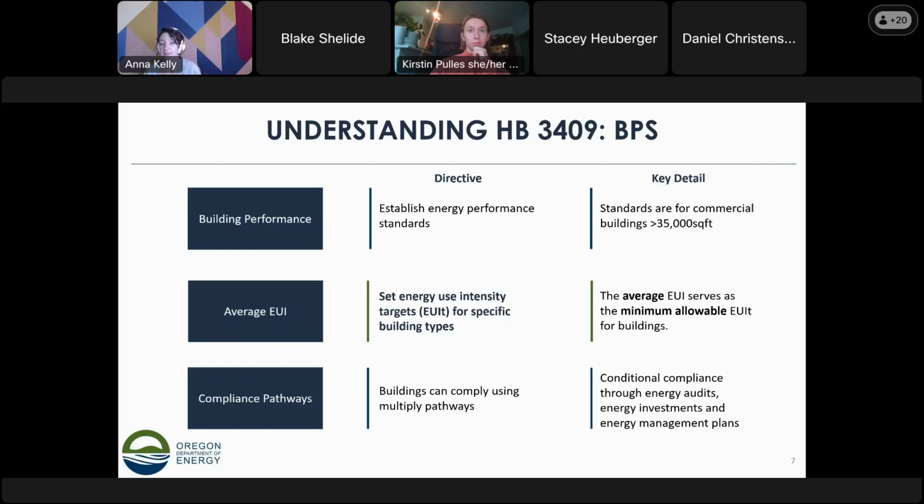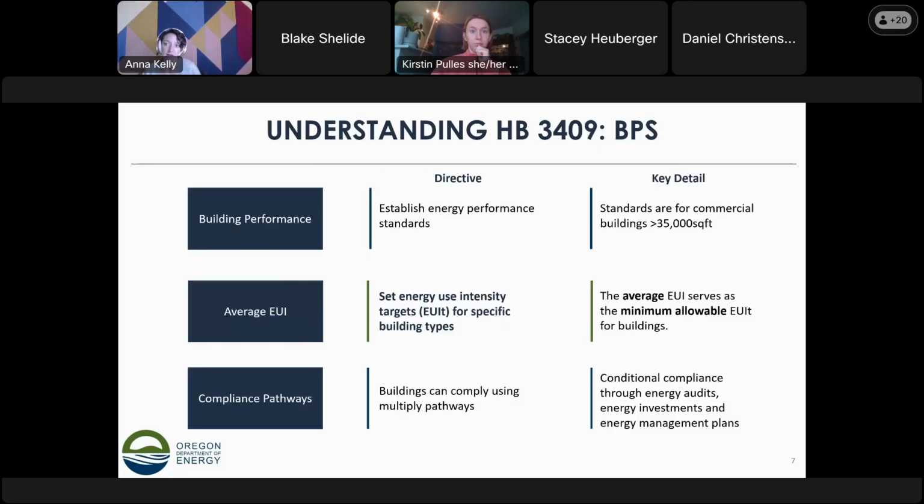The third one is the compliance pathways. And this is saying that buildings can choose, based off of their unique scenarios, how they are going to comply with the building performance standards that have come about. There's the target-based compliance, which we'll be going through today. And then there are other ways that buildings can comply. I know Blake is going to go into some of that at the end of this meeting, and so I just wanted to prime you with that in advance. But what we're going to be talking about with the SBW team over the rest of this presentation is the average EUIs and the targets.